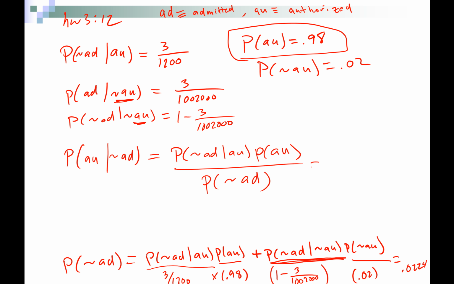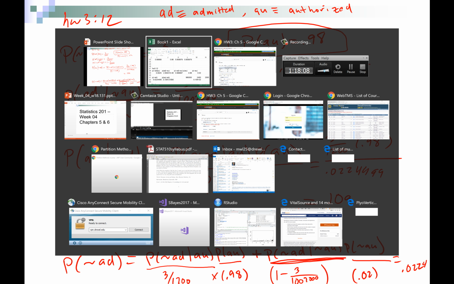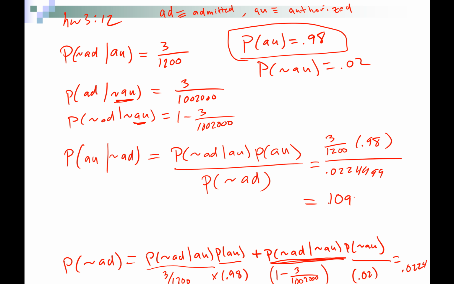0.0202244. So when I come up here, I get 0.0224499. That's the denominator, and for the numerator I have 3 over 1200 times 0.98, and that turns out to be 0.10913. Is that what you're hoping for? Okay. Yeah, good point.